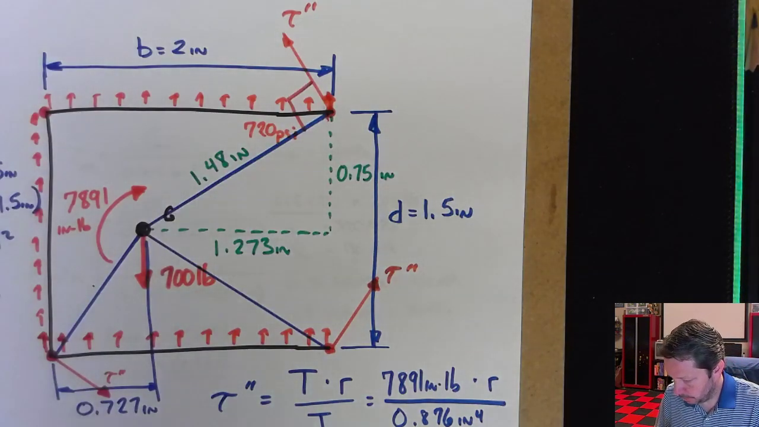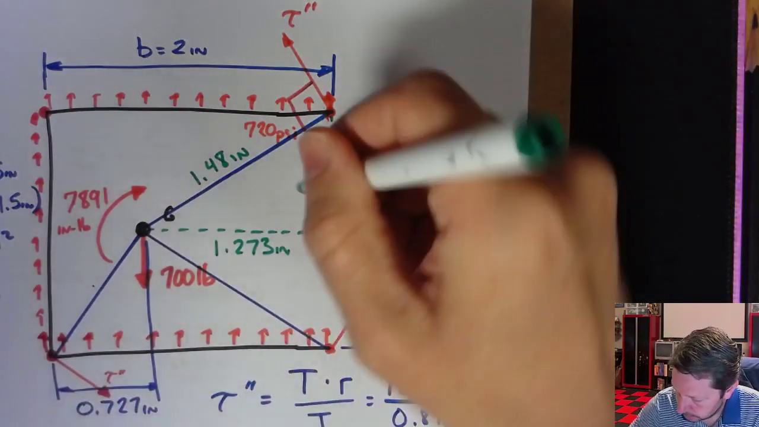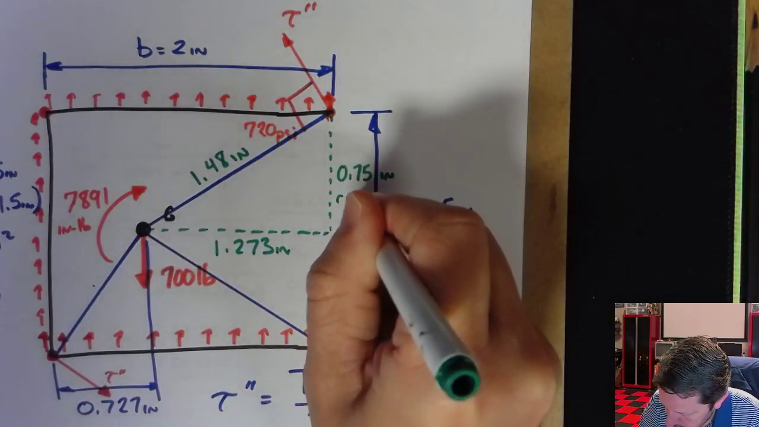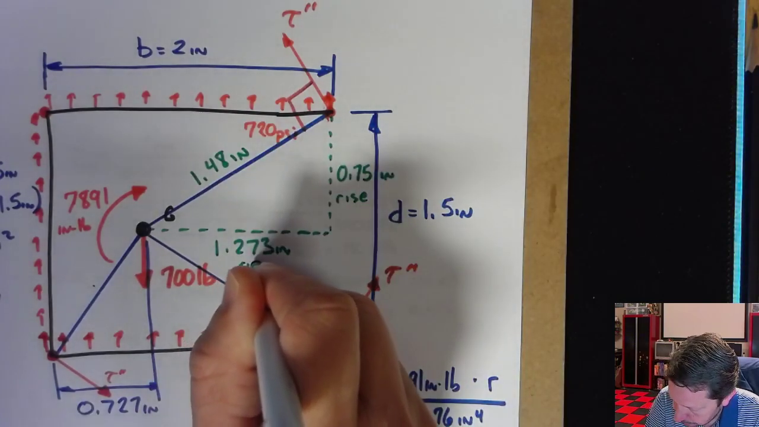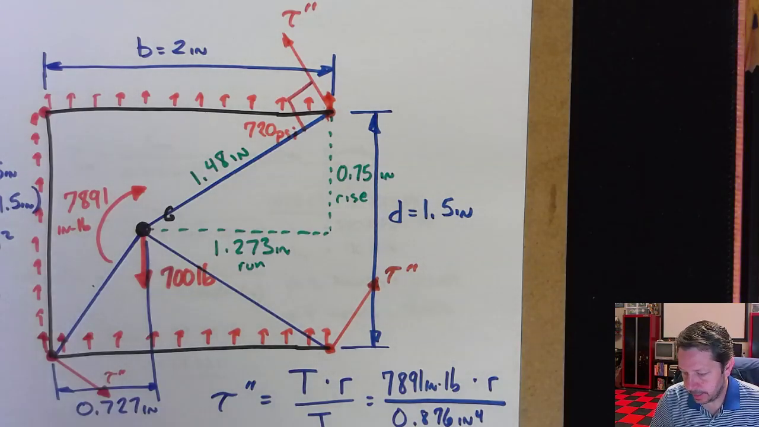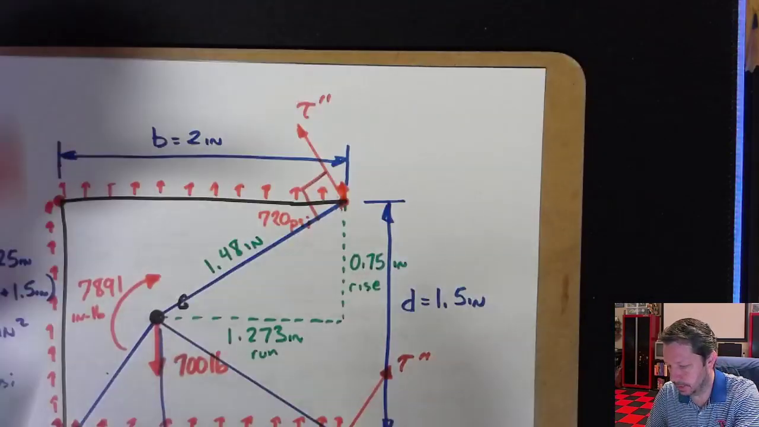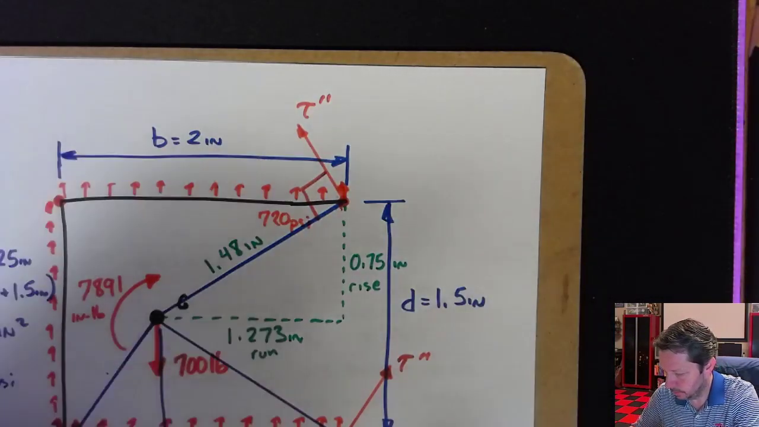So remember that, you know, this is rise and this is run. And if I want a perpendicular line to this one, which I want for this secondary shear stress, let's make it a little bigger, longer rather.